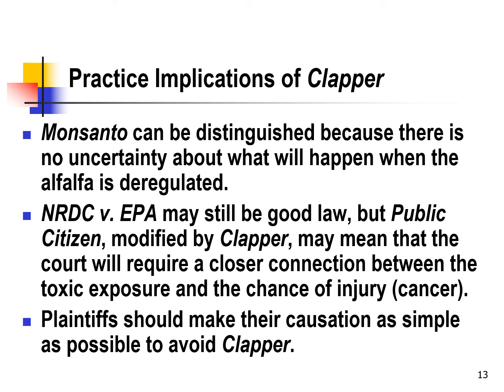The NRDC case, modified by Public Citizen, may be much more problematic under Clapper. It may mean, in fact, that the court is going to require individuals to be shown to have some specific risk of cancer rather than this generalized risk among the tens of thousands of members. If that's the case, it could be the death knell for many citizen suits in environmental law. As a practice matter, plaintiffs need to make their causation as simple as possible to try to avoid Clapper.